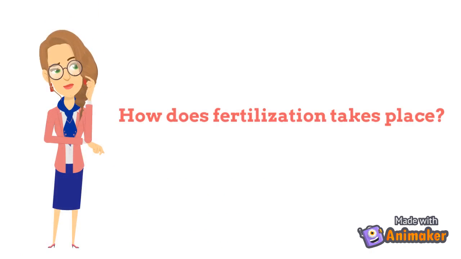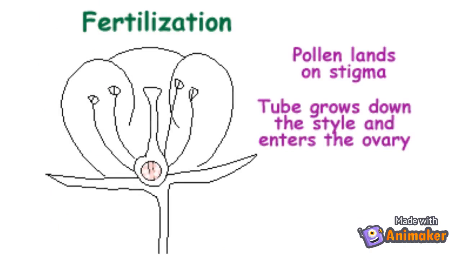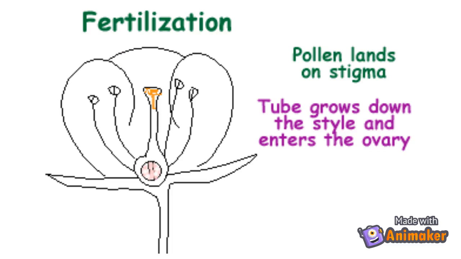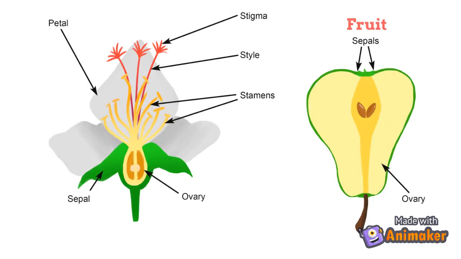How does fertilization take place? When pollen lands on stigma, it germinates, forming pollen tubes, and reaches down to the ovary, fertilizing the ovules. When the ovules are fertilized, seeds are formed. As the seeds ripen, the ovary begins to swell, forming a fleshy fruit. After the formation of seeds and fruit, sepals, petals, and stamen fall off, as their purpose is served.